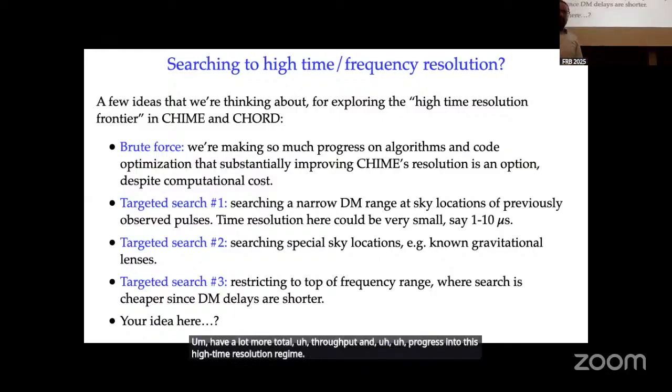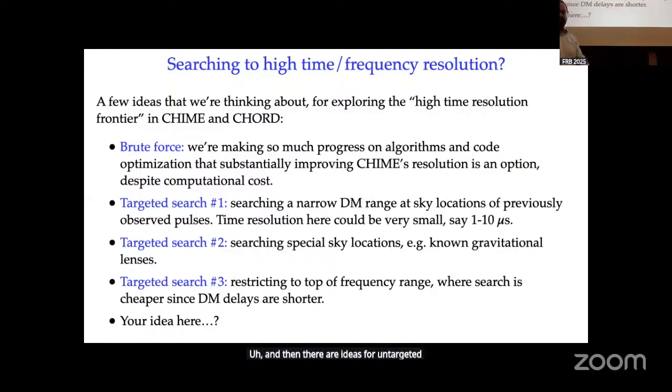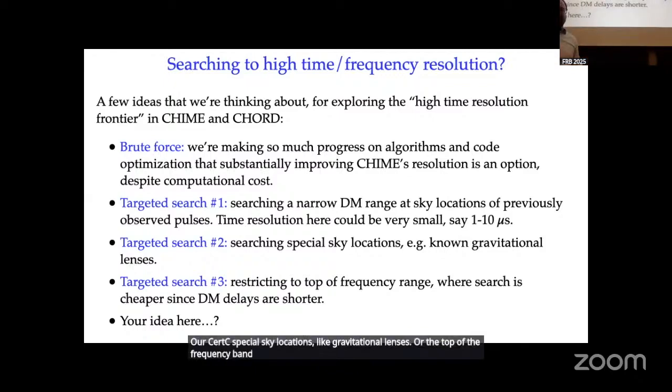And then there are ideas for untargeted searches. You could search a narrow DM range at sky locations of previously observed pulses to look for repeats, or search special sky locations like gravitational lenses, or the top of the frequency band where the search is cheaper since DM delays are shorter. We're really interested in this, so if you have more ideas, let me know.